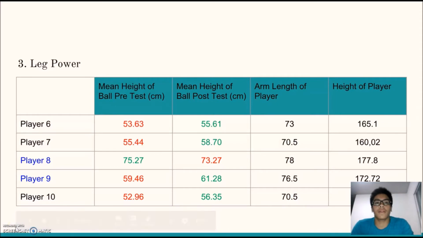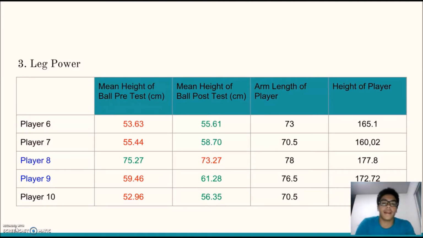So lastly, we'll talk about the pre and post test results of the leg power. The player's throwing arm length and height were taken into account in order to see the degree of improvement, if any, in relation to their respective heights, since a taller, longer-limbed player will naturally have an advantage in this test. Most of the results of the post-test were greater than that of the pre-test, with the exception of one player. However, that player was a controlled subject.